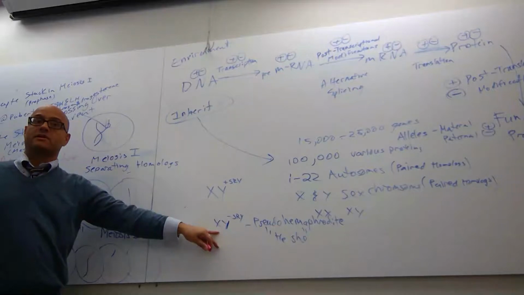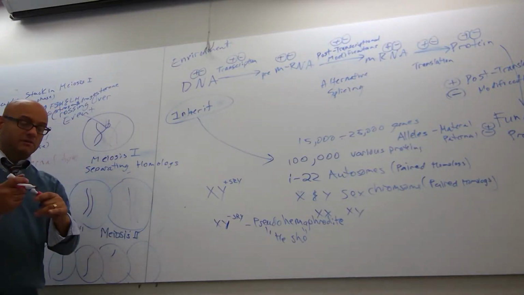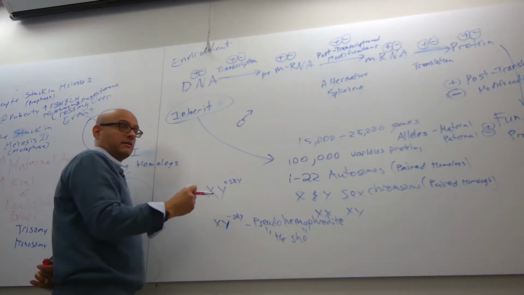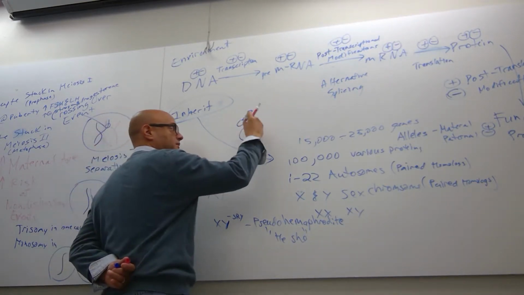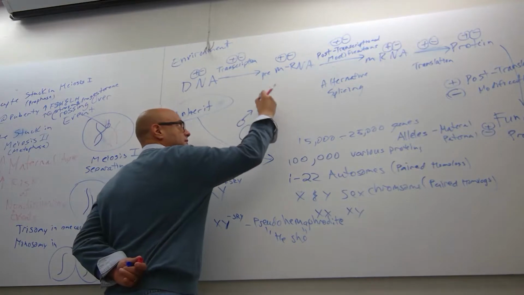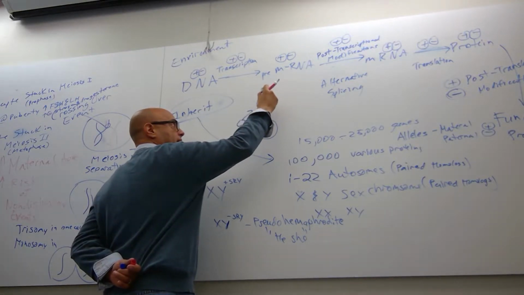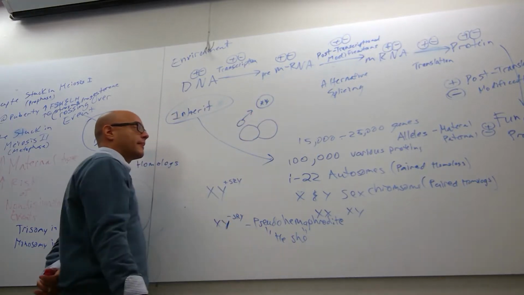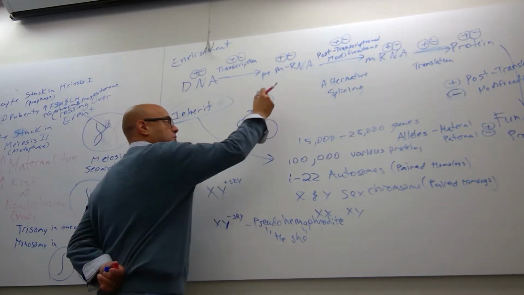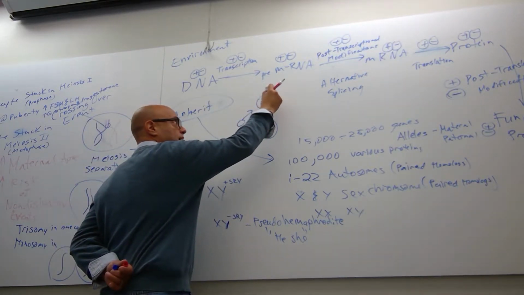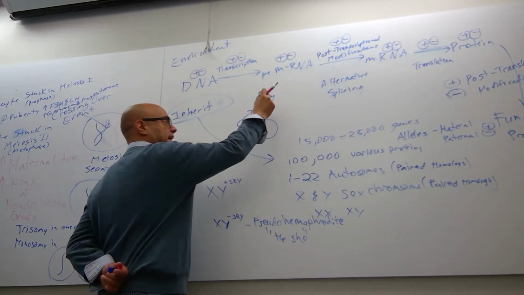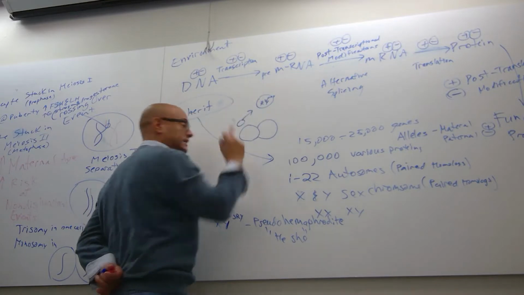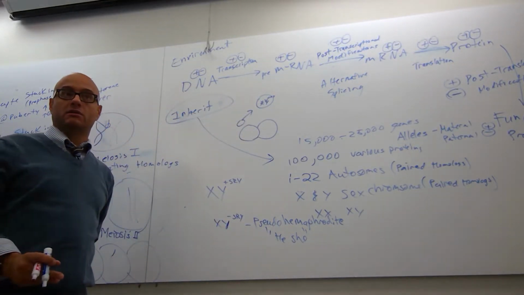So what happened? Well, the father, right? When he went to go make his cells, he had an X and a Y. He duplicated his X, he duplicated his Y. But one of the Y chromosomes that had the plus SRY gene, it got transferred. It got switched. Did you hear me?